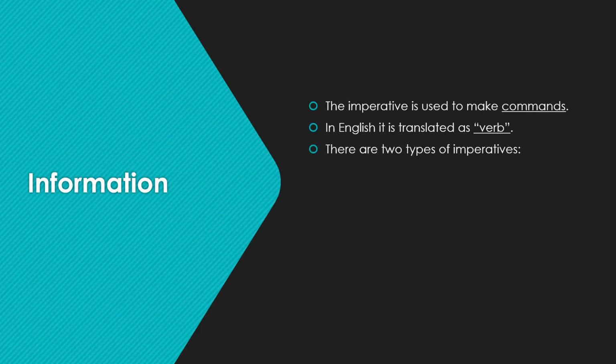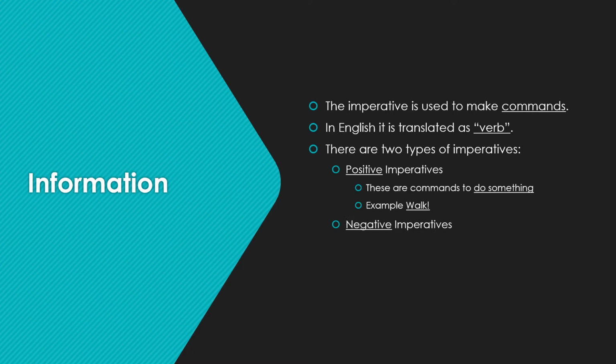Now there are two types of imperatives in Latin. The first of these are what are called positive imperatives. And a positive imperative is a command to do something. So an example of this would be walk. The other type of imperative is the negative imperative. And as you can probably guess, a negative imperative is a command to not do something. So the example here would be, of course, don't run. We simply say what we don't want somebody to do.